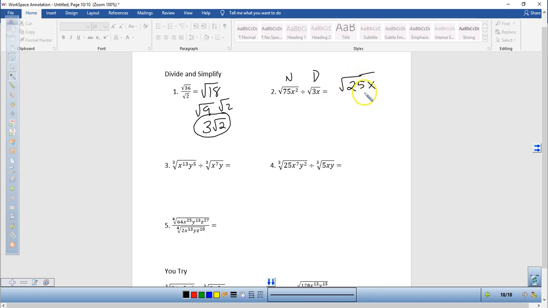We try to break this down. We know that the square root, go ahead and split number and variable, we know that the square root of 25 is just the number 5. Therefore, we're going to go ahead and say this is 5 square root x.